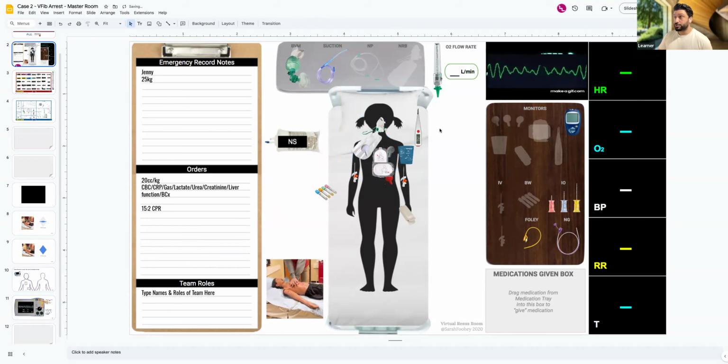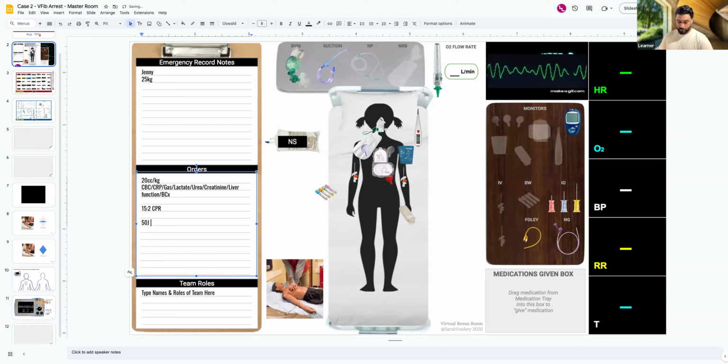Okay, perfect. So we've given one shock for a pulseless VFib. At this time, can I please get 0.25 milligrams of IV epinephrine? And we will do another rhythm and pulse check in 2 minutes. Can you repeat that order for epinephrine, please? Yeah, so 0.25 milligrams.